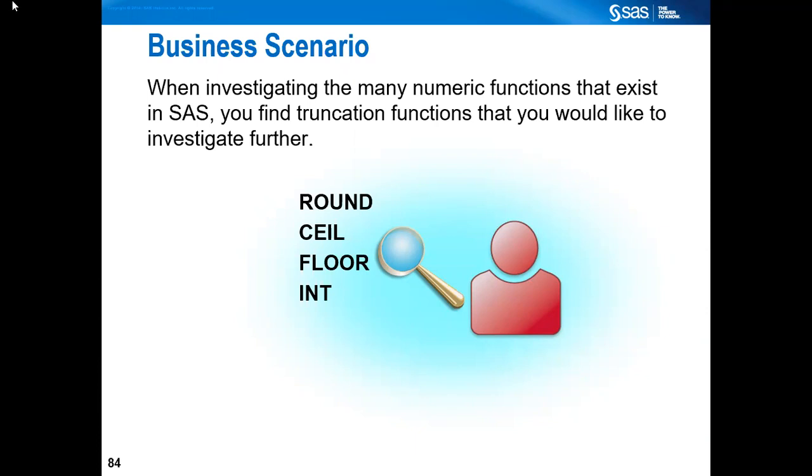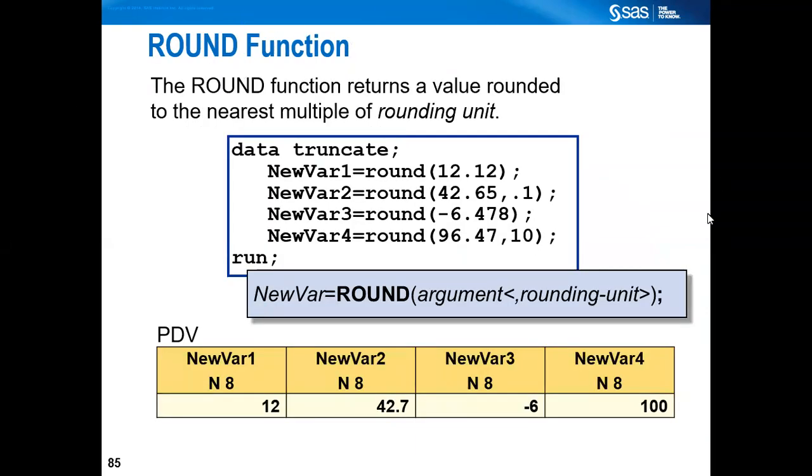So let's understand in more detail about the ROUND function. A ROUND function returns a value rounded to the nearest multiple of the rounding unit. Understand the words: the ROUND function returns a value rounded to the nearest multiple of the rounding unit. See one of the examples. Here you have the value as 12.12. You are simply using the ROUND function, so this 12.12, without a further argument, is just rounded to its integer, which is 12.